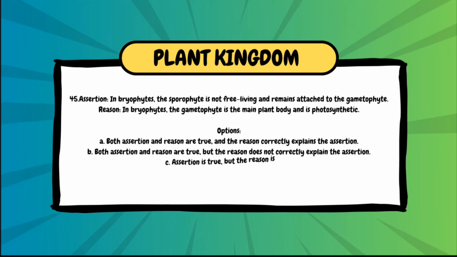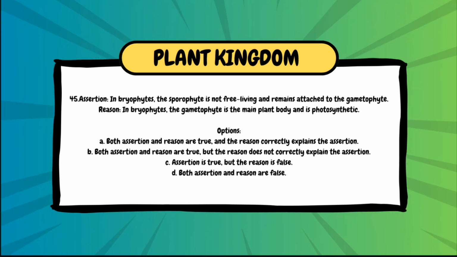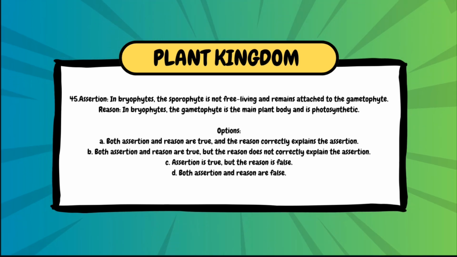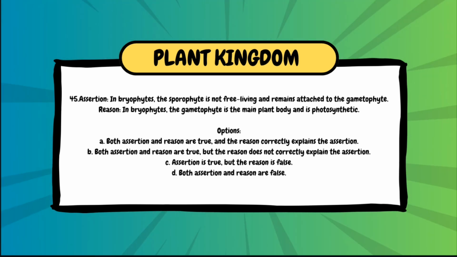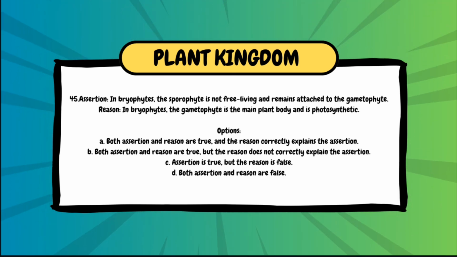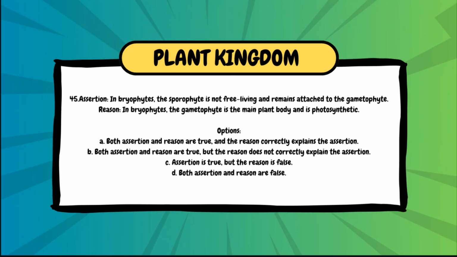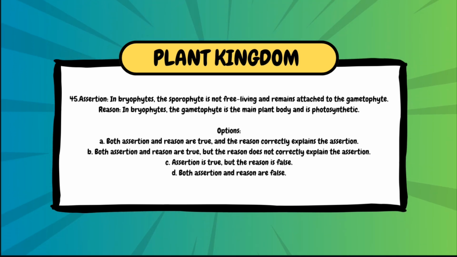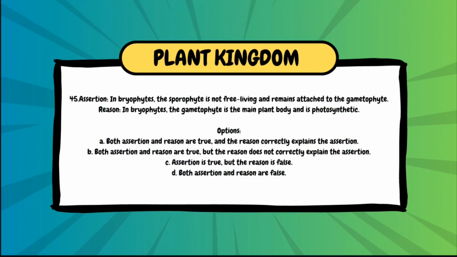45. Assertion: In bryophytes, the sporophyte is not free-living and remains attached to the gametophyte. Reason: In bryophytes, the gametophyte is the main plant body and is photosynthetic. A. Both assertion and reason are true, and the reason correctly explains the assertion. B. Both are true, but the reason does not correctly explain the assertion. C. Assertion is true, but the reason is false. D. Both are false.